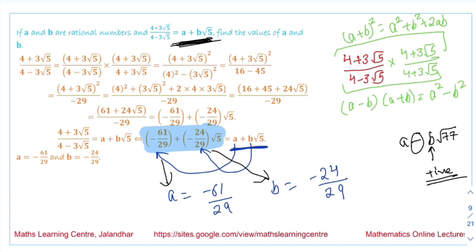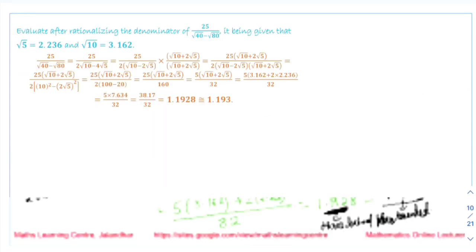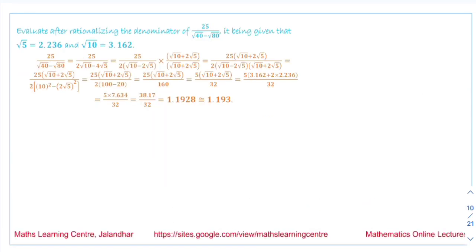Now in the next question, it is being asked that after rationalizing the denominator, we have to find the value of 25 over (square root 40 minus square root 80), and the value of square root 5 is given. These are approximate values, basically not the exact values. So approximate values are given to us, and we have to calculate the answer. So it is 25 by (square root 40 minus square root 80).